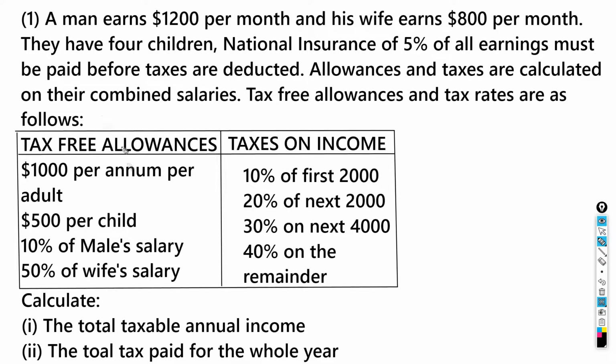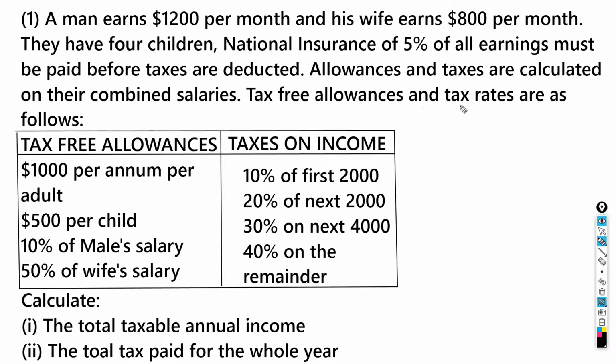Hey guys, so we're looking at the first example for rates and taxes here. This is a pretty interesting example, so let's take our time with this one. It says a man earns $1,200 per month and his wife earns $800 per month. They have 4 children. National insurance of 5% of all earnings must be paid before taxes are deducted. Allowances and taxes are calculated on their combined salaries.